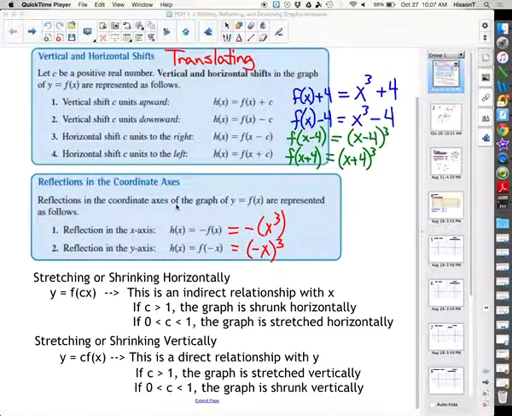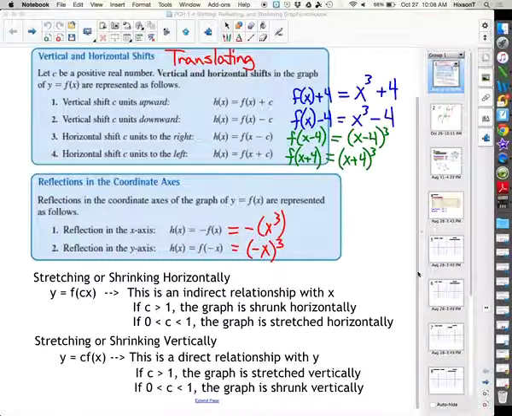So we saw, though, that translations happen when we're adding or subtracting. If you see addition or subtraction, think translation. If you see something being multiplied by a negative, think reflection. When you see something being multiplied by another number, okay, not a negative, but a number, think stretching and shrinking, okay?